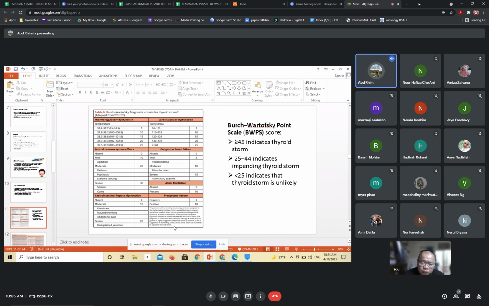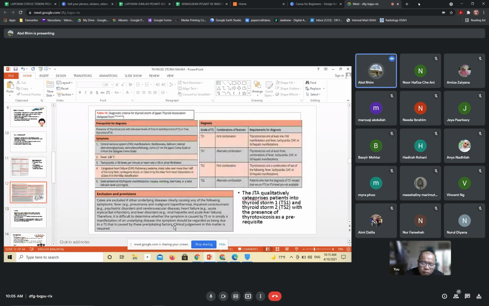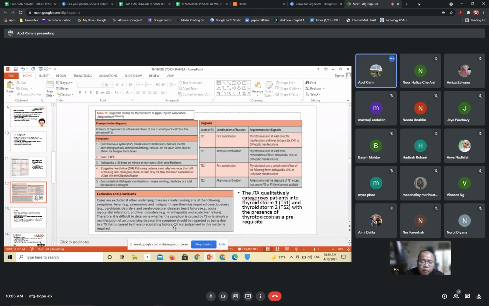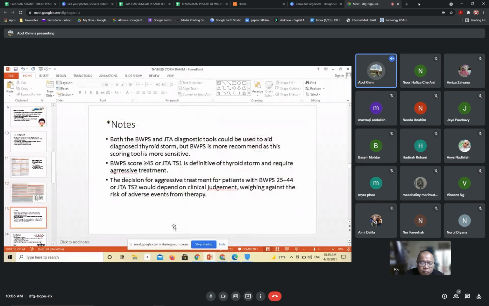25 and 44 indicate impending thyroid storm, and less than 25 indicates that thyroid storm is unlikely. For the Japan Thyroid Association scoring, it categorizes patients into thyroid storm 1 and thyroid storm 2, with the presence of thyroid toxicosis as a prerequisite. And then a few explanations of both of the scorings.